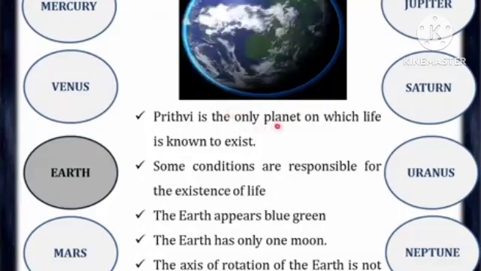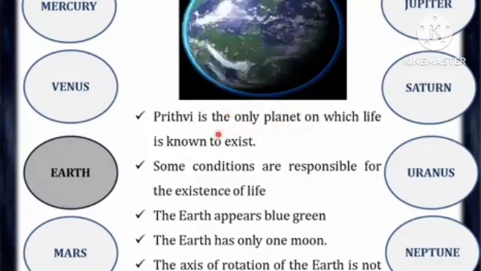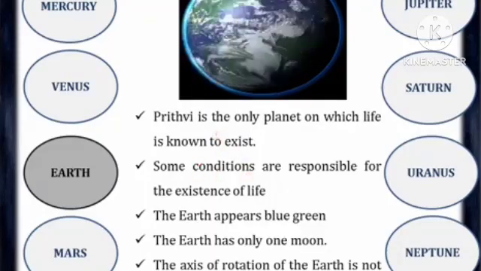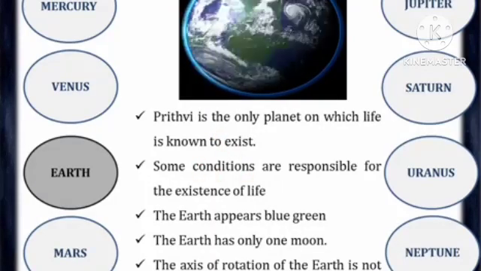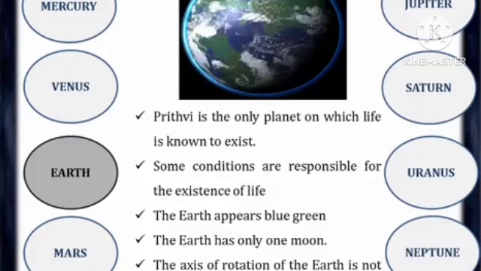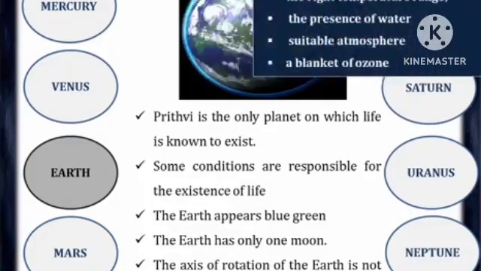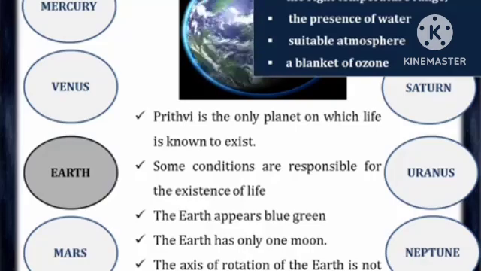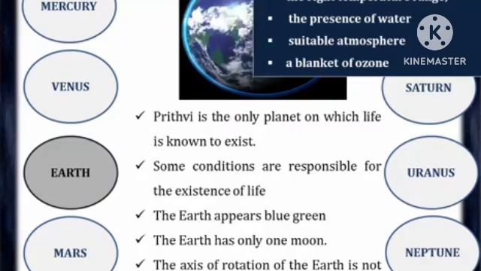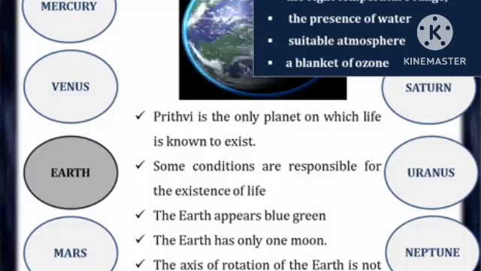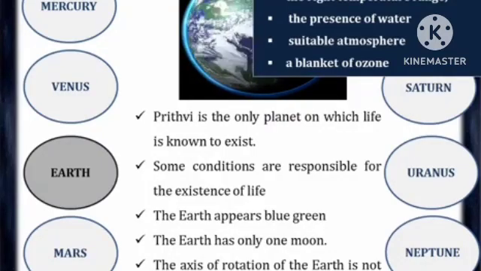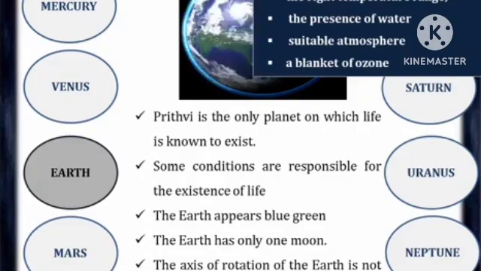The next planet is our Earth, Prithvi. It is the only planet in the solar system in which life is known to exist, and some special environmental conditions are responsible for the existence and continuation of life on the Earth. Some of these conditions include the right temperature on Earth. That is, Earth is at the right distance from the sun. It's neither too close nor too far from the sun.